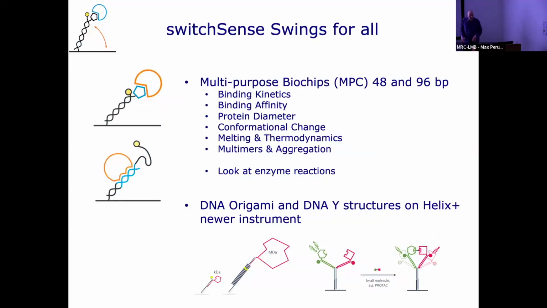In switchSENSE, we have just a multi-purpose chip with either 48 or 96 spots of these nanolevers. You can look at different measurements, and you can also look at enzyme reactions. We have one of the original machines, and recently the company brought out a new instrument which is much more adaptable. You can have DNA origami surfaces, and you can also have these Y structures of nanolevers, so you can start to look at, say, FRET and things like PROTACs.